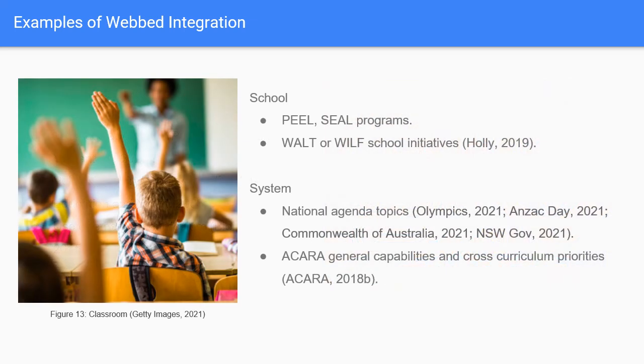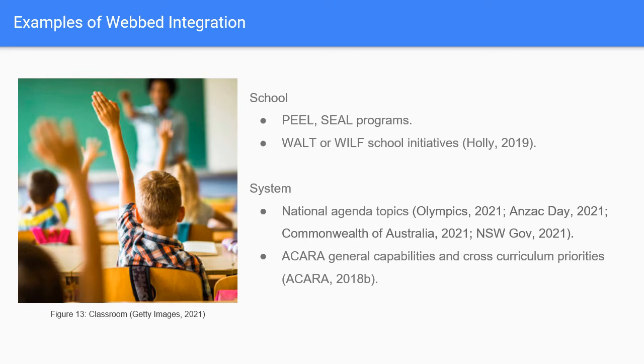Outside of the classroom examples, there is a correlation between ideologies set forth with webbed integration and school-wide initiatives. Programs such as WALT or WILF and PEEL and SEAL develop processes which are used throughout the entirety of the curriculum. WALT and WILF outline learning intention or success criteria. This practice uses web ideology by bringing the same concept to all subject areas.